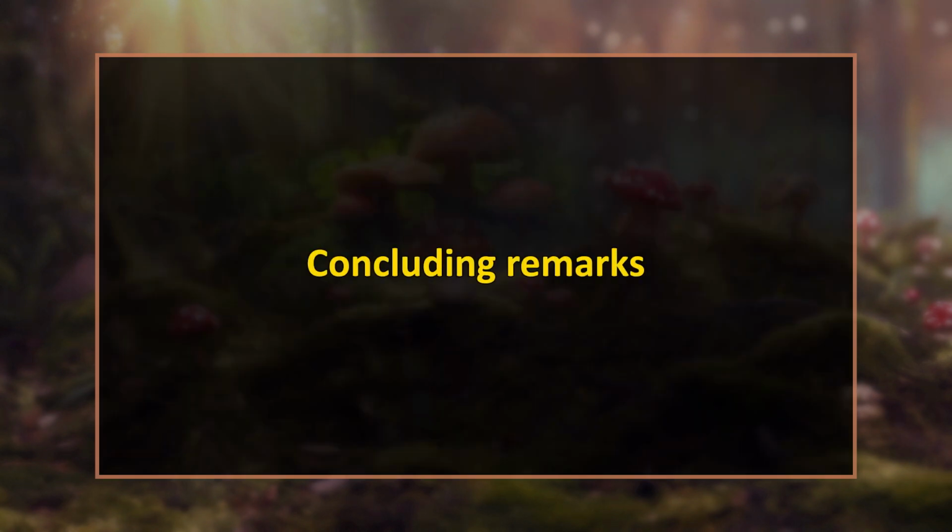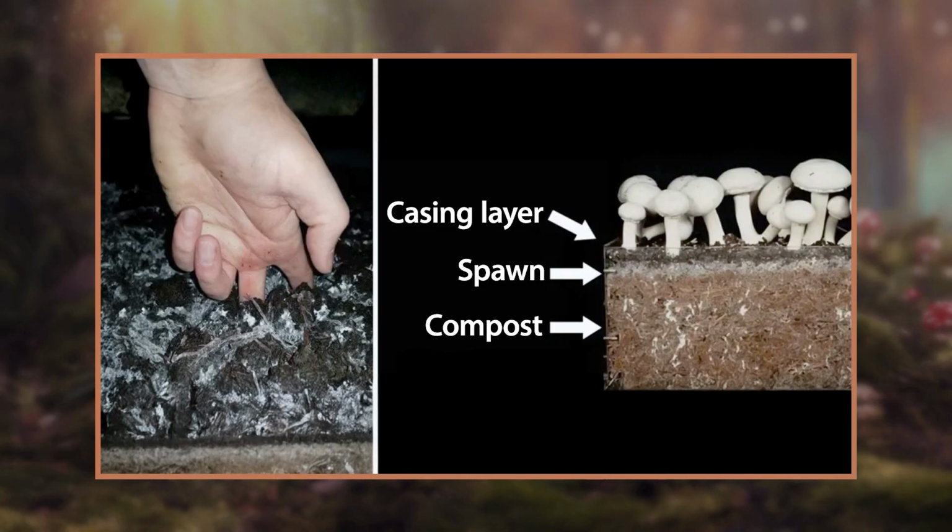Dear students, let's now have concluding remarks based on today's discussion. Casing and its materials play an indispensable role in the successful cultivation of many mushroom species. By providing an optimal microenvironment for the development of fruiting bodies, casing ensures consistent moisture retention, supports beneficial microbial activity, and initiates the crucial fruiting process.